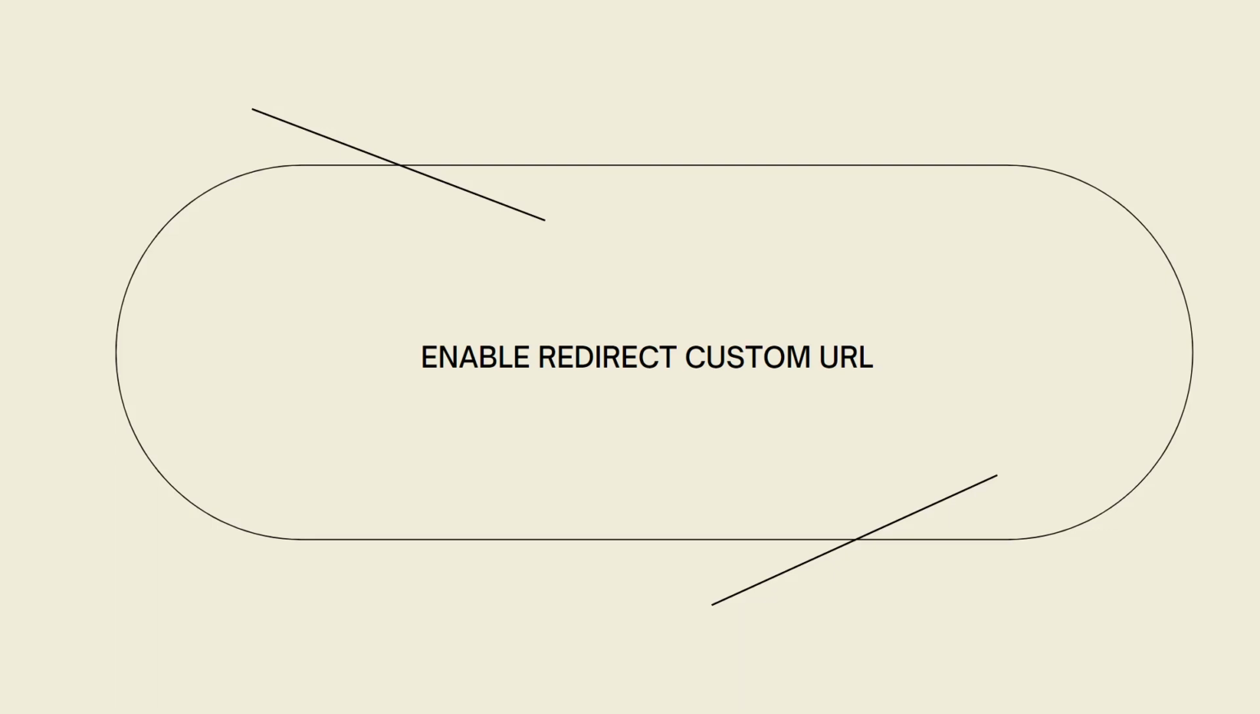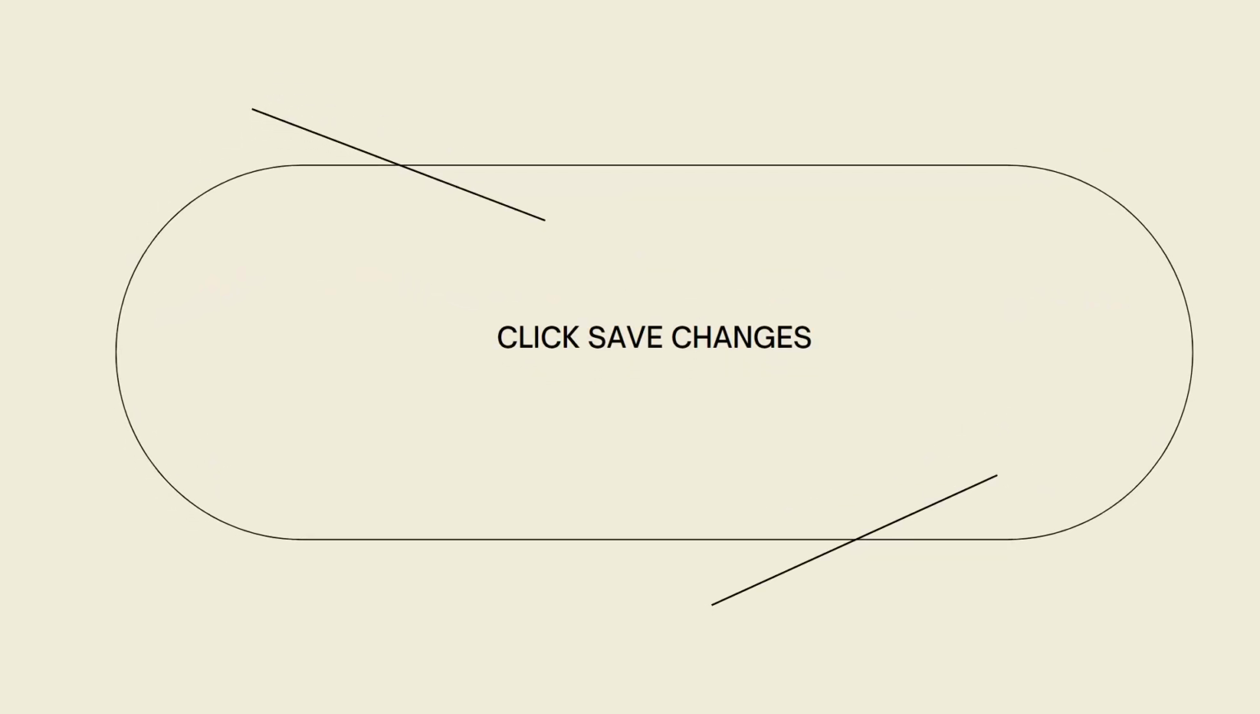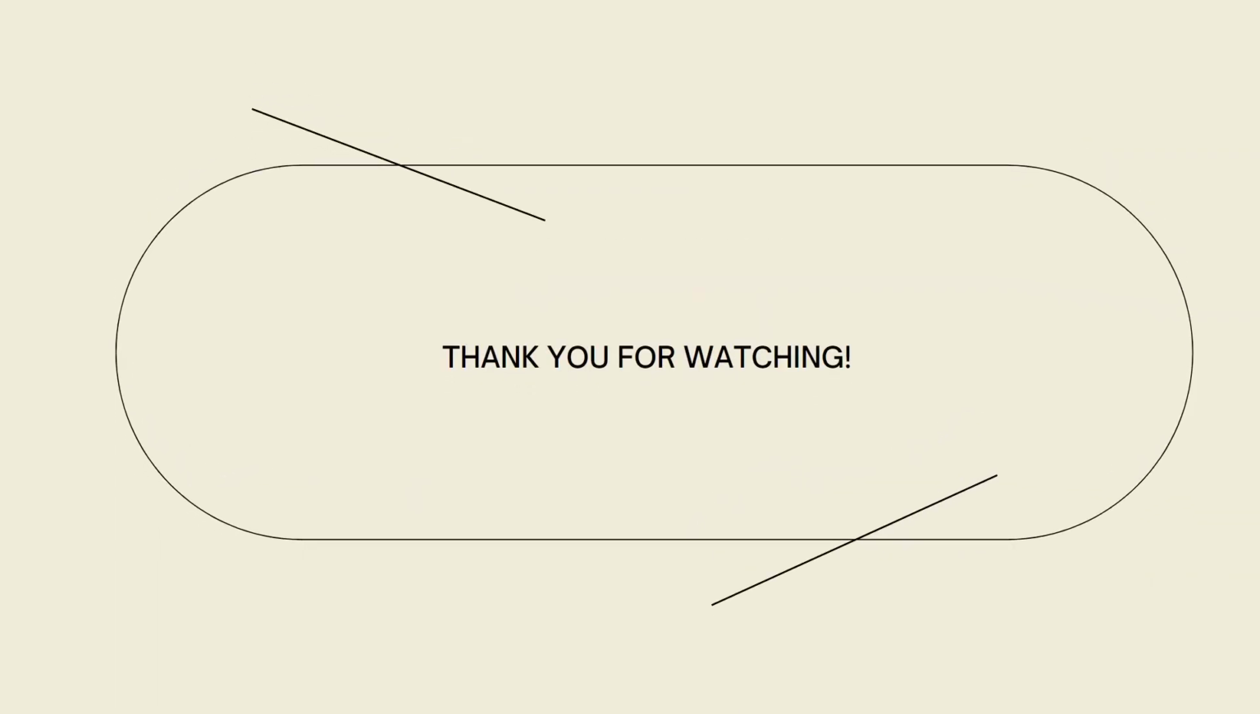Once you've enabled the redirect custom URL, add your website's checkout page in the redirect custom URL text box. Once you've done that, click on Save Changes. And that is how you add a Buy Now button in WooCommerce.